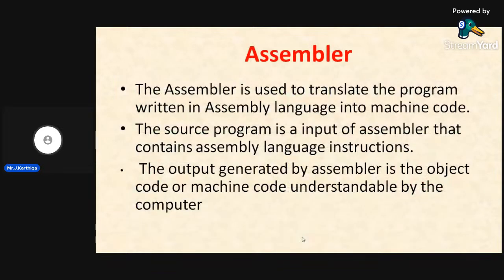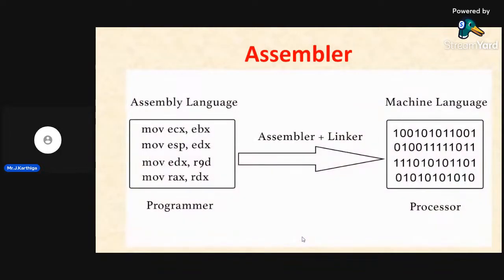Next one is assembler. The assembler is used to translate the program written in assembly language into machine code. The source program is the input of the assembler, containing assembly language instructions. When you write a microprocessor program, which is one example of assembly language, it will be converted into machine language. Assembly language is created by the programmer. The machine language is generated by the processor, which is called the CPU.